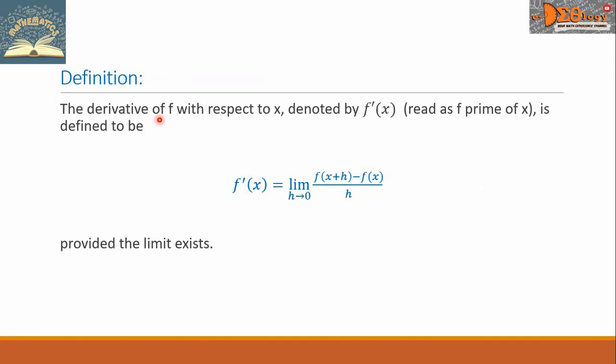The derivative of f with respect to x, denoted by f prime of x, is defined to be f prime of x equals the limit of f of x plus h minus f of x all over h as h approaches 0, provided the limit exists.